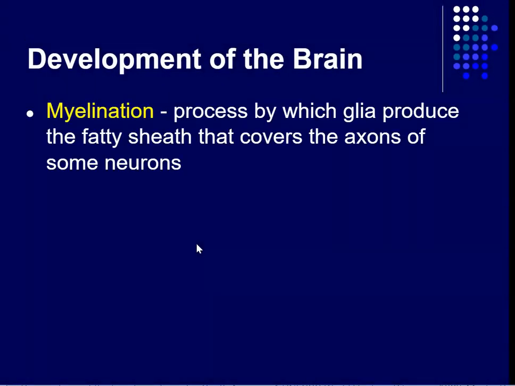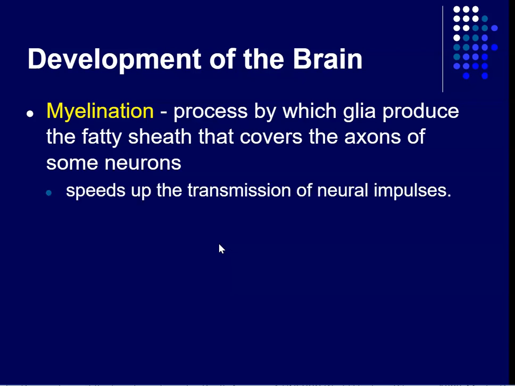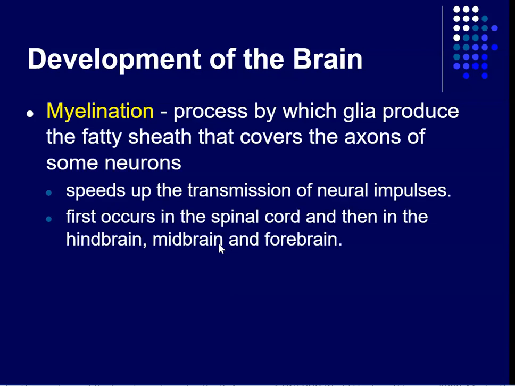The next step is myelination. This is the process by which glia produce the fatty sheath that covers the axons of most neurons, but not all of them. And as we've already learned, myelination speeds up the transmission of neural impulses. There's a pattern to how this occurs. It starts in the spinal cord and then works its way up gradually through the hindbrain, midbrain, and forebrain. This process actually occurs for decades. It turns out the prefrontal cortex, the very front of the frontal lobes, isn't completely myelinated until you're in your early to mid-20s.